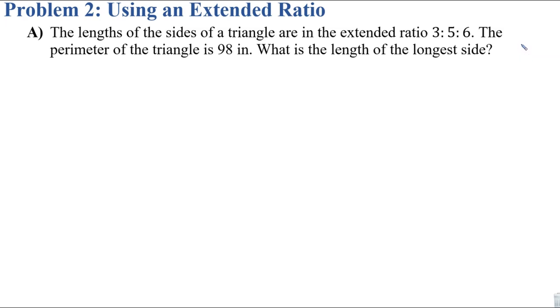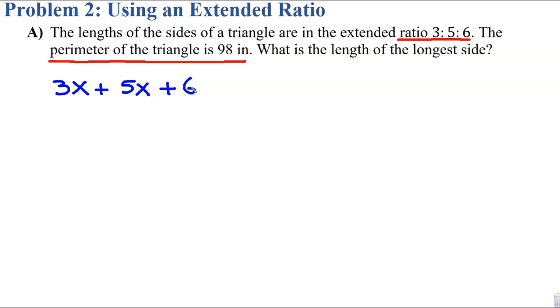Okay, for this type of problem, we're going to want to set up an equation. And what we're going to do here is going to work anytime I have a ratio of the parts of something, and then also the total. So in this case, I have the ratio of the sides and the perimeter of the triangle, so the total of the sides. What I can do is make an equation by attaching x's to each number in the ratio. So we could say 3x plus 5x plus 6x, and then set that equal to the total, set that equal to 98.